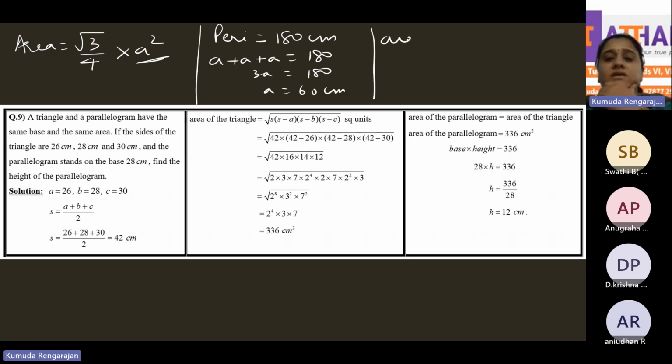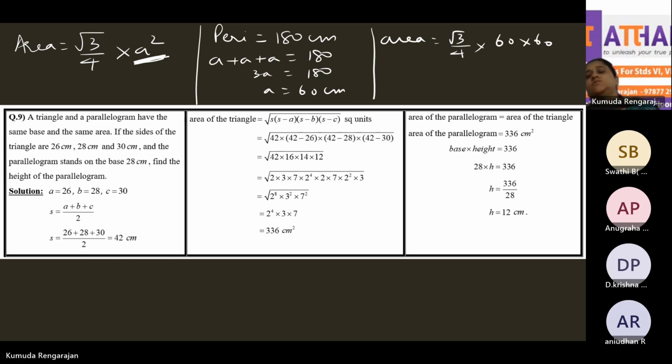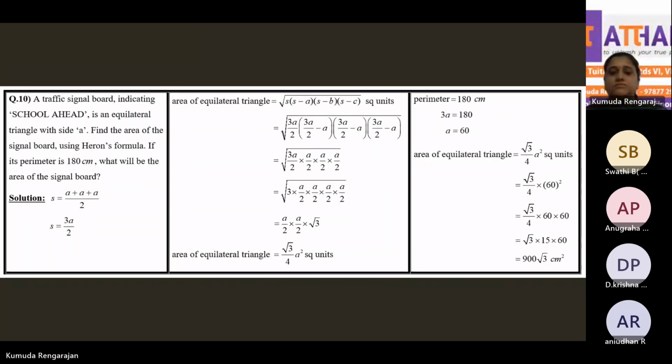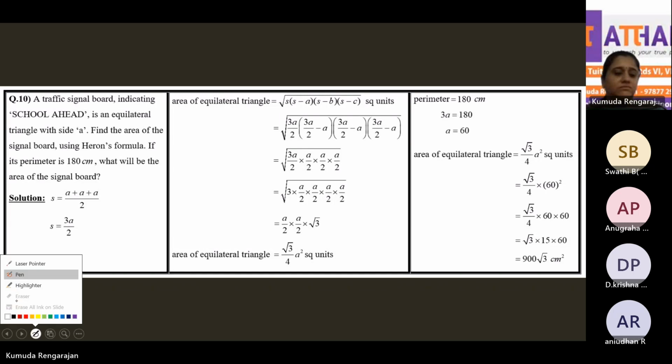Now they want you to find the area. Area is equal to root 3 by 4 into side square. What is the side? 60. So 60 into 60. You understand the answer? Take down, children. Take down the question as well as the answer, all of you.